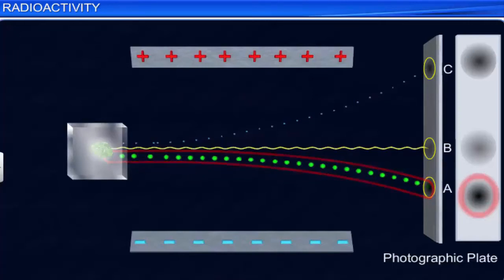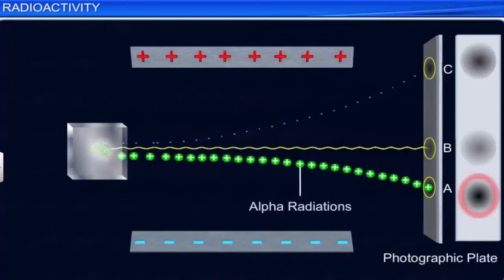Rutherford concluded that the radiation responsible for the formation of spot A must consist of positively charged heavy particles. These radiations were named alpha radiations, and the particles were called alpha particles.